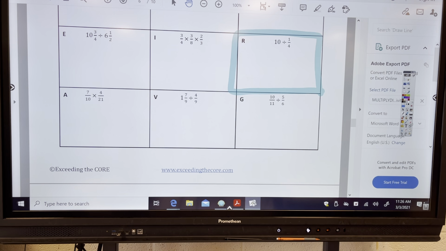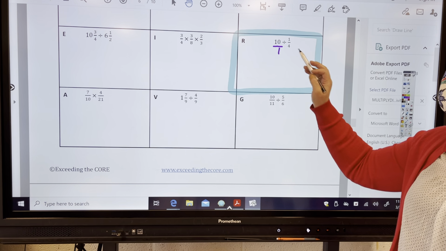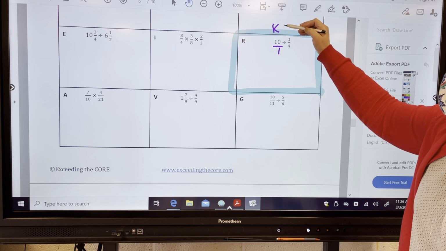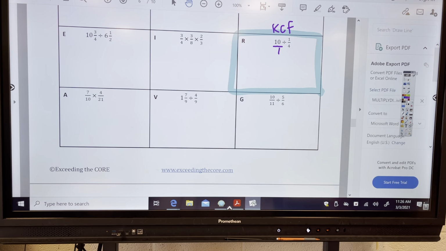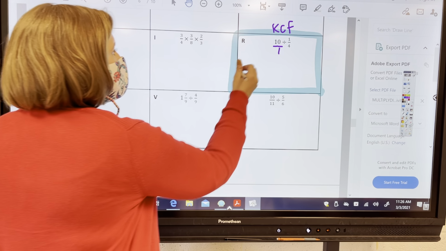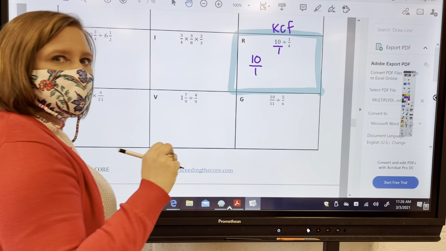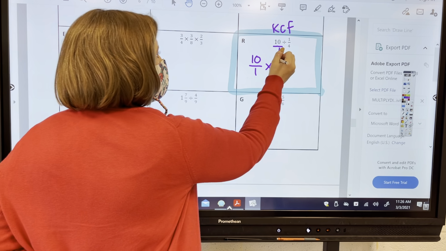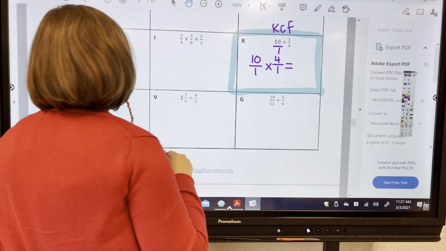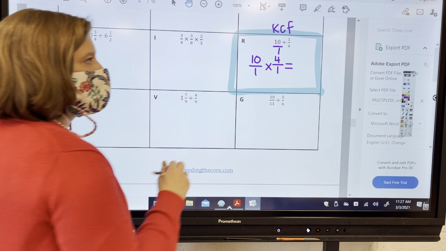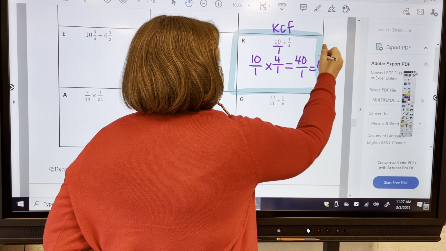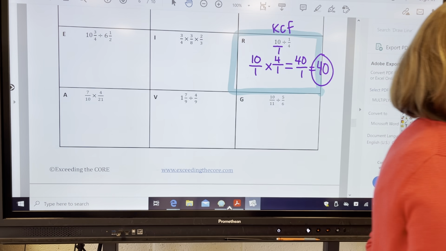All right, so what do we need to do first here? Put a 1 under it. And how do I make the 10 a fraction? Put a 1 under it, okay? Now, what do I do? Keep, change, flip. So we're going to keep our 10 over 1. Change division to multiplication. And flip 1/4 to 4 over 1. 10 times 4 is 1 times 1 is. So, what's my answer? 40.